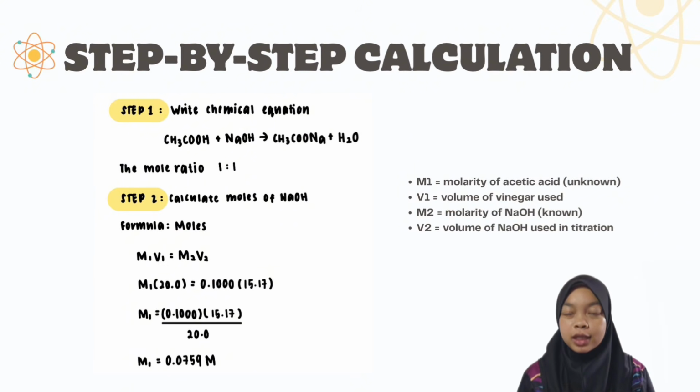First, we refer to the balanced chemical equation, which shows that 1 mole of acetic acid reacts with 1 mole of sodium hydroxide. Then, we applied the titration equation to determine the unknown concentration of acetic acid. The known values used in the calculation were the concentration of sodium hydroxide, which was 0.1000 molar, the volume of the vinegar sample, which was 20.00 milliliters, and the average volume of sodium hydroxide used, which was 15.17 milliliters. After substituting these values into the equation, the concentration of acetic acid in the diluted vinegar sample was calculated to be 0.0759 molar. This result represents the concentration of acetic acid in the diluted vinegar based on the average titration values obtained.